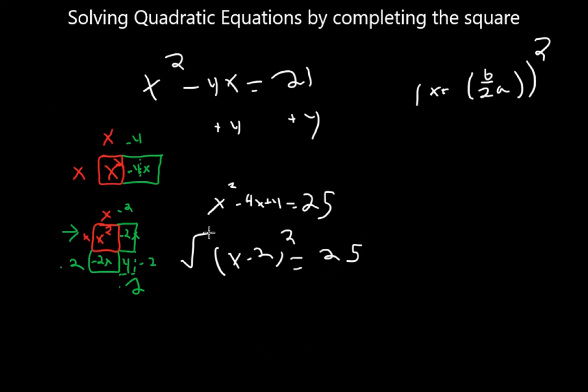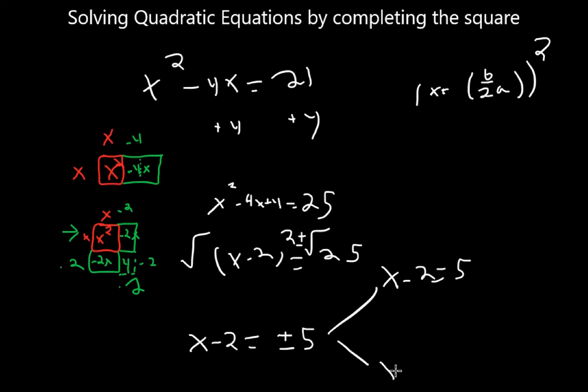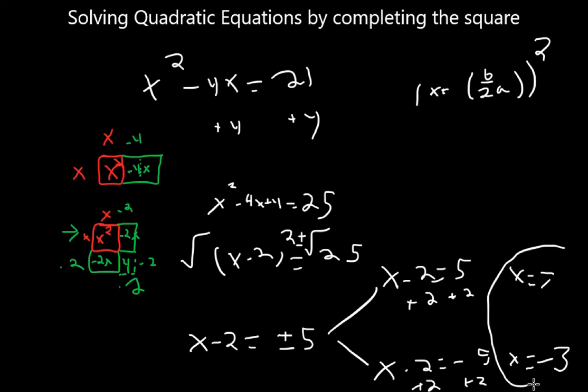So now we're going to take the square root on both sides. Remember that we have to add a plus or minus. So we're going to get x minus 2 is equal to plus or minus the square root of 25, which is 5, which will give us the two equations. x minus 2 is equal to 5, and x minus 2 is equal to negative 5. To both of these I'm going to add 2. This gives me x equals 7, and this one gives me x equals negative 3, and those are my two solutions.